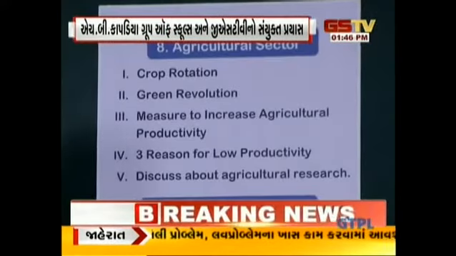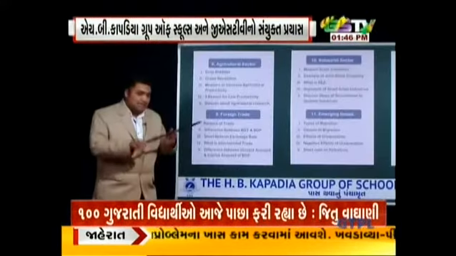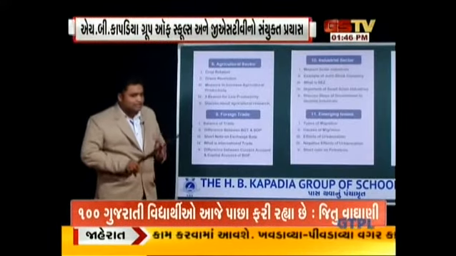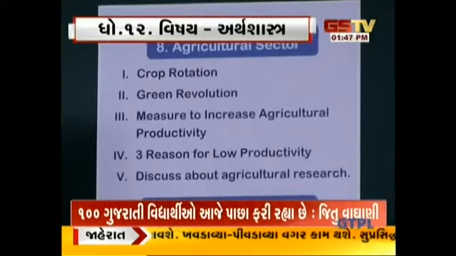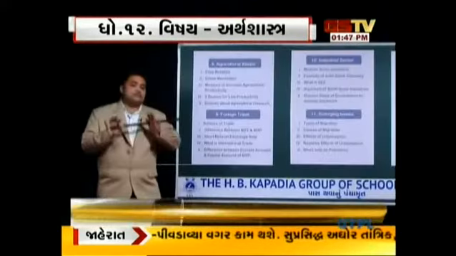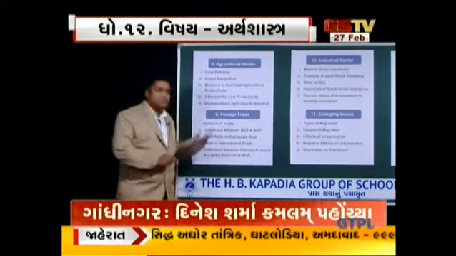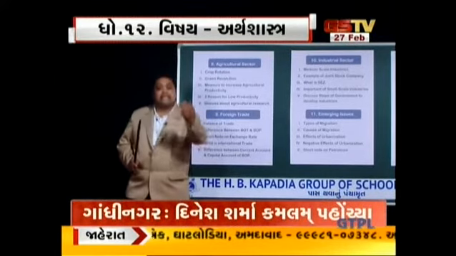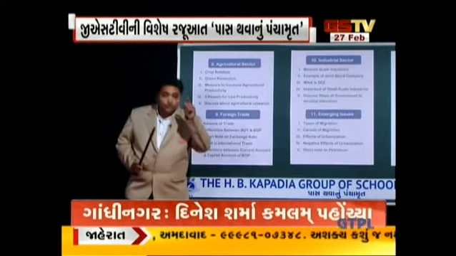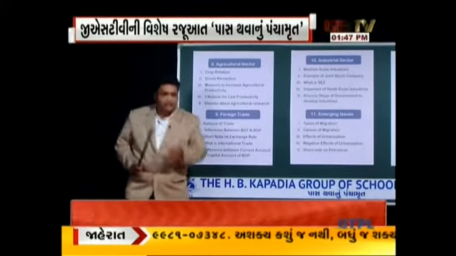Measures to increase agricultural productivity. There are points I, T, O, you can learn like this. Then 3 reasons for low productivity. See, it's not compulsory that they ask the whole of the answer. If they want to ask this question, they may say, explain any 3, any 2. So read the question and act accordingly.